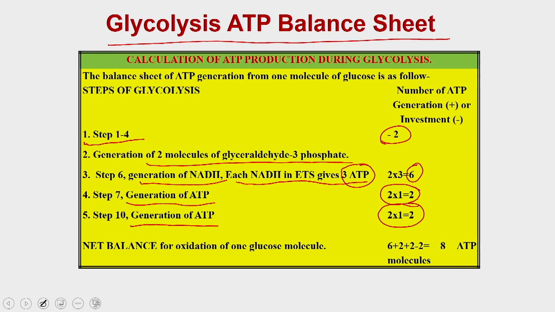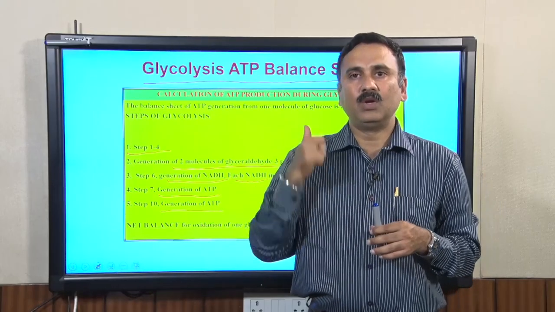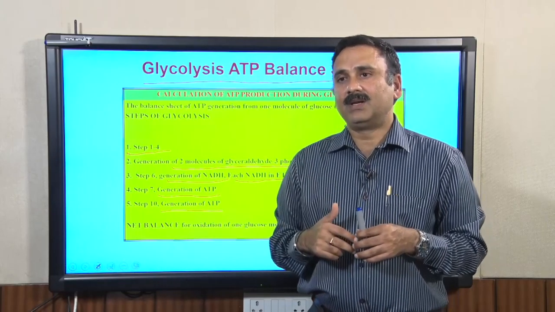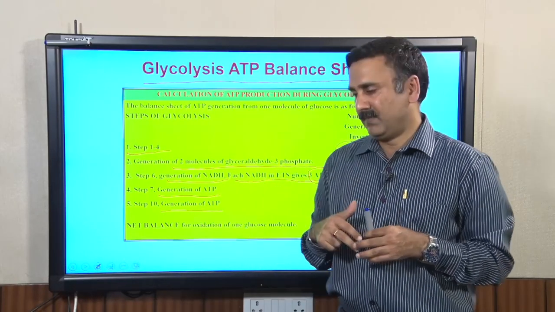If you take a single molecule of glucose, what you have generated is 6 plus 2 plus 2, which is 10, and the 2 ATP molecules you have consumed in the initial 4 steps, so that you are activating the glucose, and that means the consumption. So at the end, when one glucose molecule is getting oxidized in glycolysis, you are generating 8 molecules of ATP. When the glucose molecule enters glycolysis, you are actually spending 2 ATP molecules, but in return you are getting 8 molecules back.